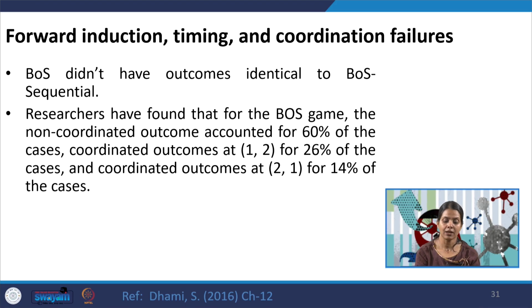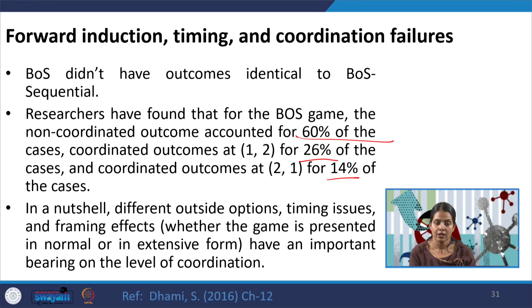Researchers have found that for the BOS game, the non-coordinated outcome accounted for 60% of the cases, coordinated outcomes at 1 2 for 26% of the cases, and coordinated outcomes at 2 1 for 14% of the cases. So, as you can see, 26 plus 14 makes it 40. So, only in 40% of the cases there were coordinated outcomes as predicted by one of the BOS Nash equilibria.